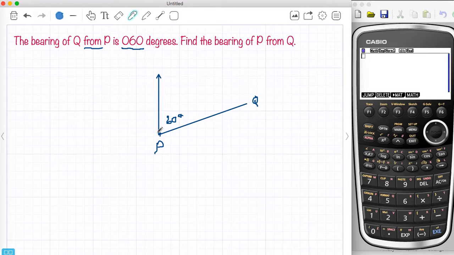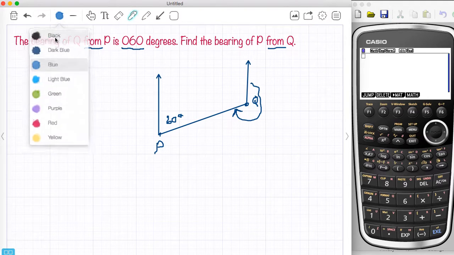Find the bearing of P from Q. So for this one, I'm at Q, and I want to come back to P. So again, I draw a line that goes north. And I'm going to just draw in my bearing, which is all the way around like that. That's the bearing. So how am I going to work that out?